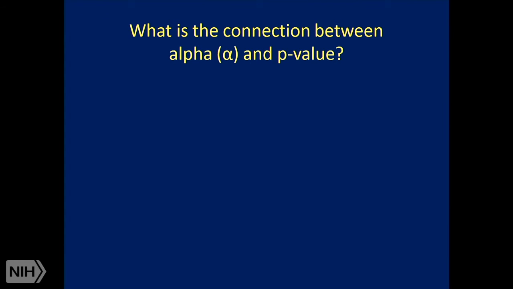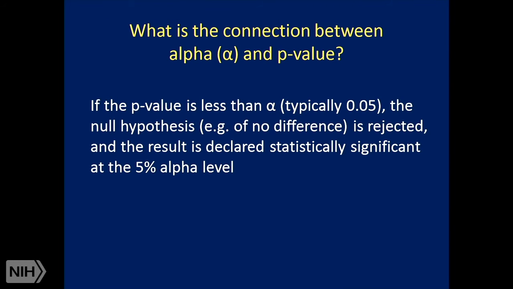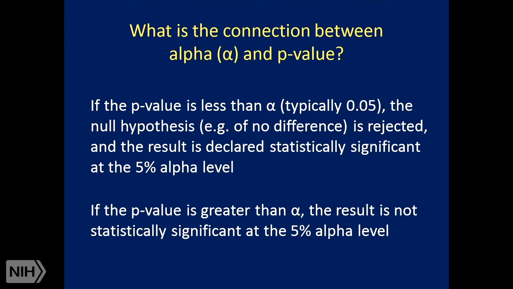Okay. So what is the connection between alpha and p-value? If the p-value is less than alpha, typically 0.05, the null hypothesis of no difference is rejected, and the result is declared statistically significant at the 5% alpha level. So you could compare the p-value to the alpha level that was set up front. And if it is less, then you call it significant. If it is more, you call it not statistically significant.